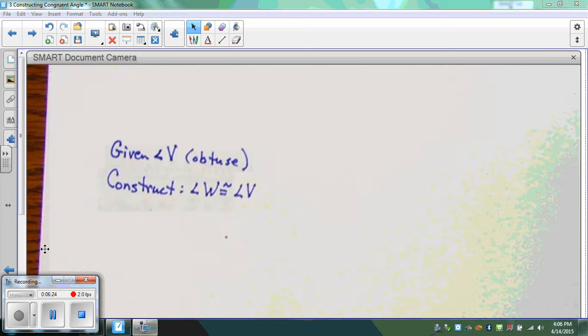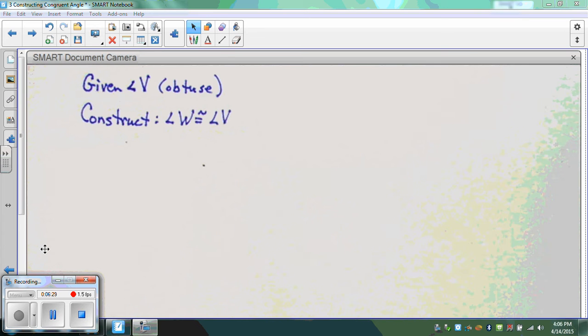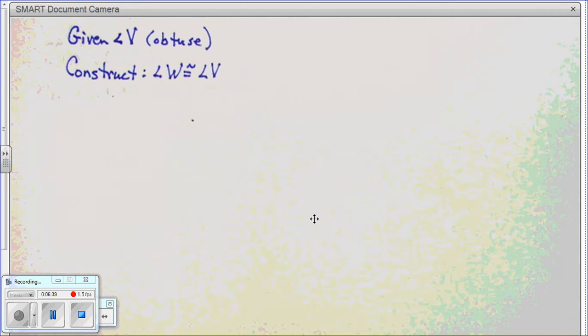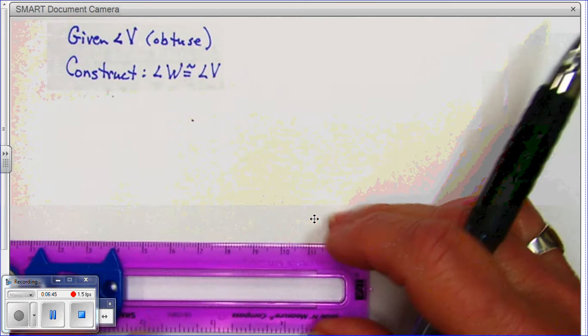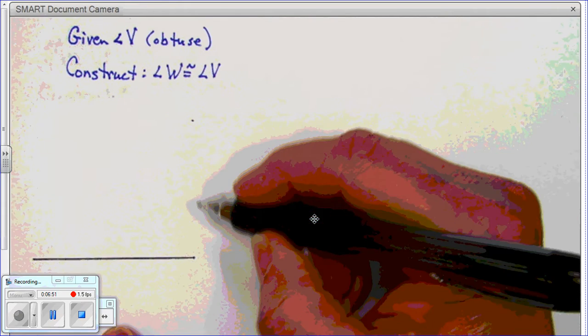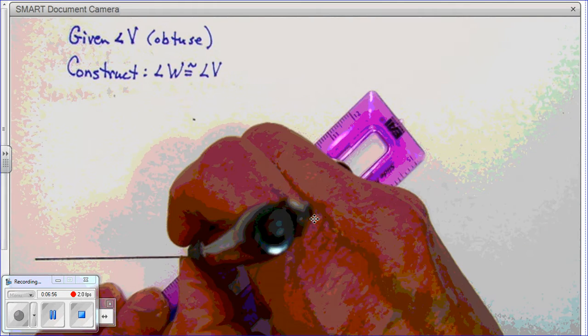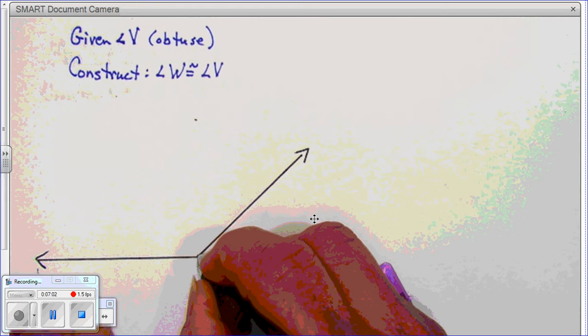So let's be given an angle V, and we want V to be obtuse. Okay? So V is obtuse. Yeah, a little more space here. We need an angle V, and we want it obtuse. So I'm going to draw this one in the opposite direction, starting over here and then going this way. Obtuse angle V. I'll give you a moment to get that done.